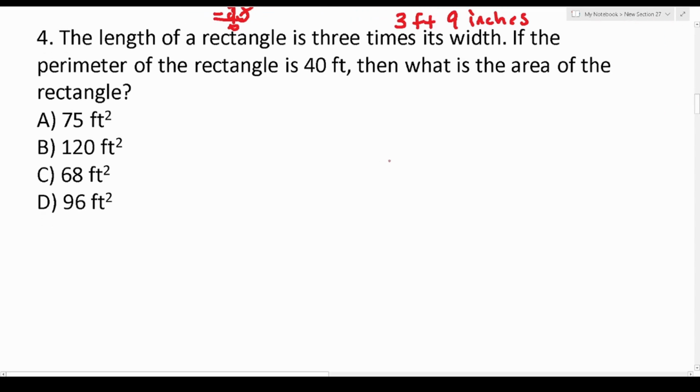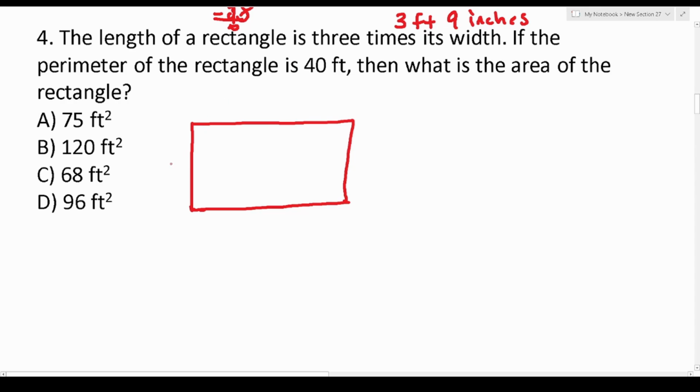All right, number 4 says the length of a rectangle is 3 times its width. If the perimeter of the rectangle is 40 feet, then what is the area of the rectangle? So this is kind of a brain teaser problem, but that said, nothing is too difficult with this one. Let's start by making a diagram. Again, we know we're dealing with a rectangle, which is a pretty simple shape.